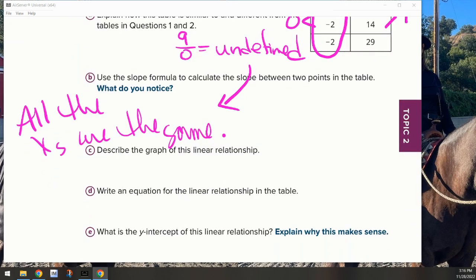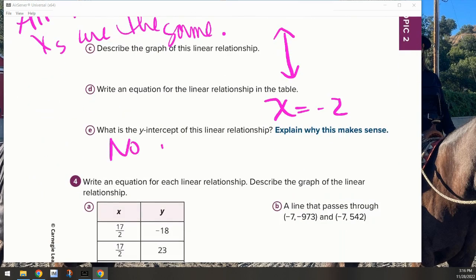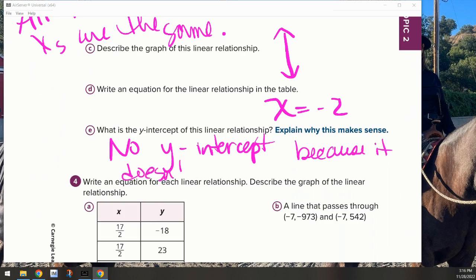Describe the graph of this linear relationship. It's a vertical line. It is x equals -2 because x is the same every single time. No y-intercept. Because it doesn't go through the y-axis.